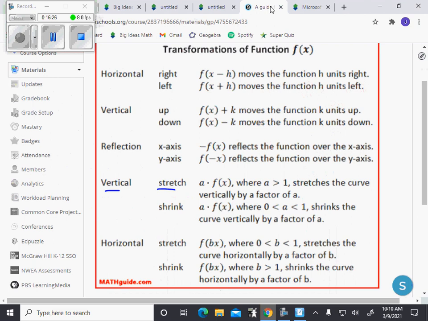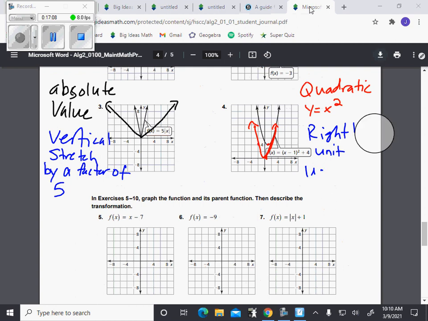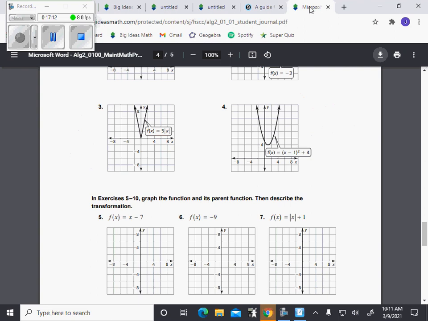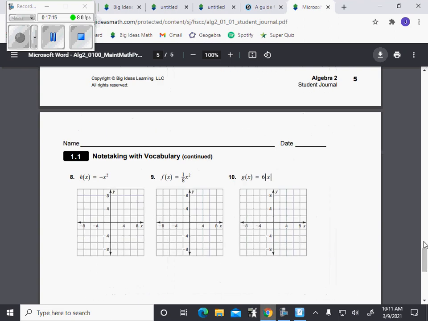Looking here, we had that plus 4 at the end, so that's a vertical movement up because plus k. But then it went left or right, and it had this movement in it. And notice, horizontal movement: if it's x minus something in that function, it moves right. If it's f of x plus something in the parentheses, it moves left. Going back here, comparing our graph, x minus h, x minus 1, moves it 1 unit to the right. Okay, moving on down here.